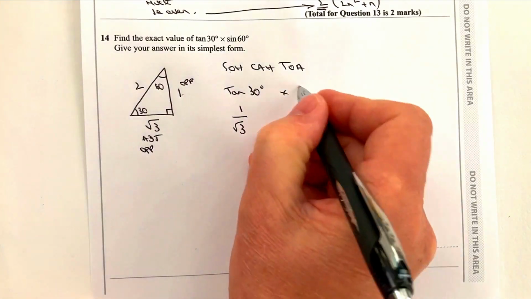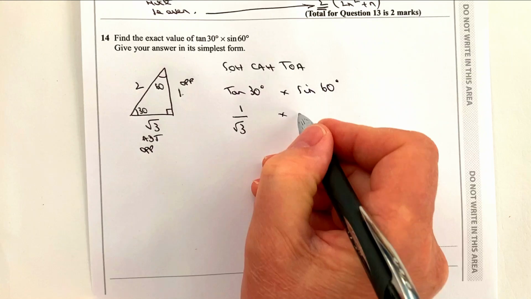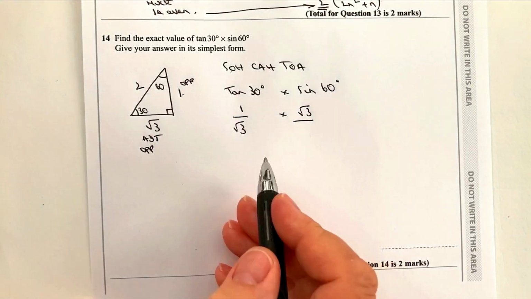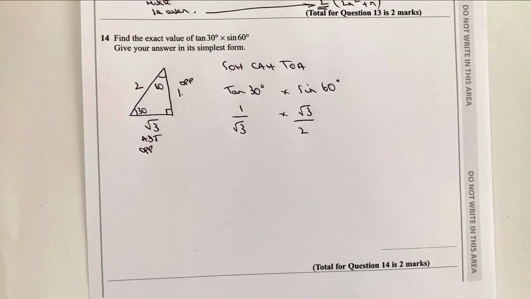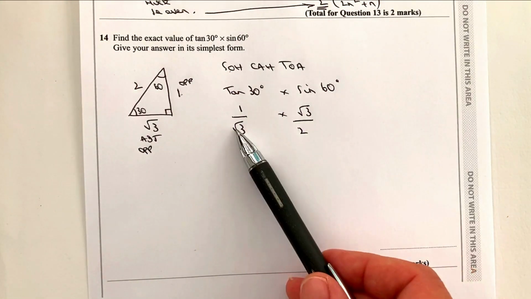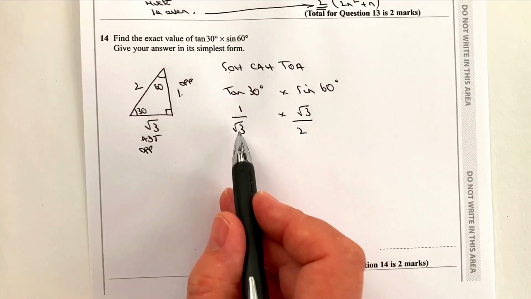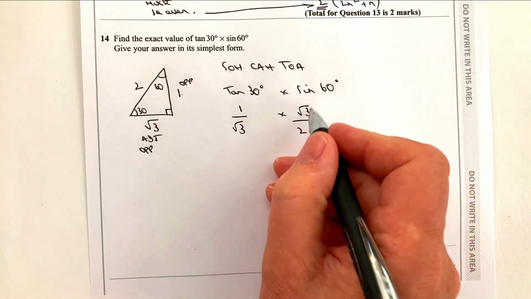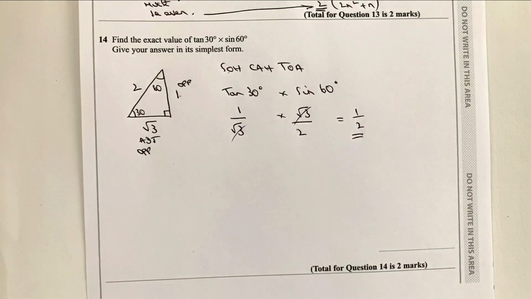So sine of 60 degrees, the opposite is going to be root 3, and then the hypotenuse is going to be 2. And that's it. So really now it's just a case of solving this. Well, actually, we can divide both top and bottom by root 3. We can cancel these two out. So we end up with 1 times root 3 divided by root 3 times 2. Those two will cancel out, and the answer to this one will actually be a half. And that would be the end of that particular question.